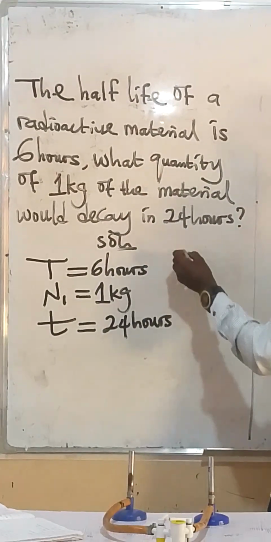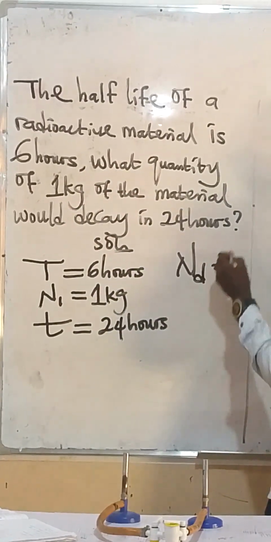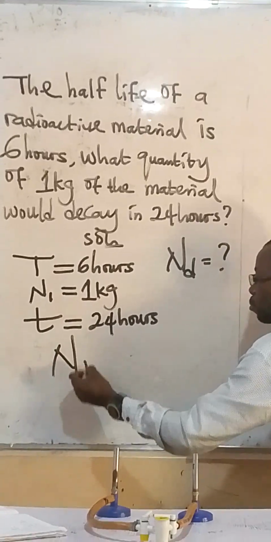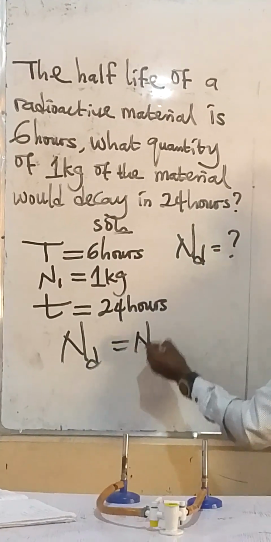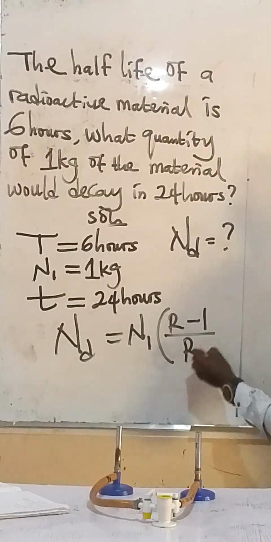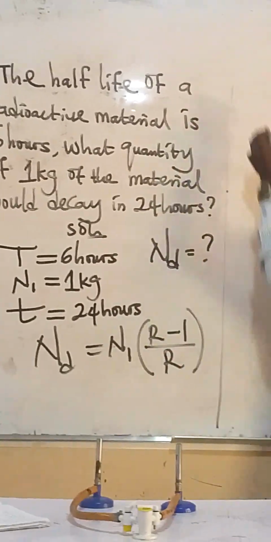What quantity, that is the number of atoms that has decayed, Nd, is the question. So Nd is N1 in the bracket of R minus 1 over R. But looking at this now, R is not given in this question.